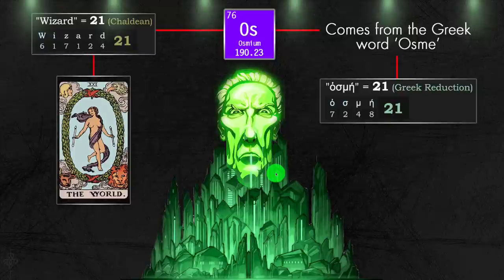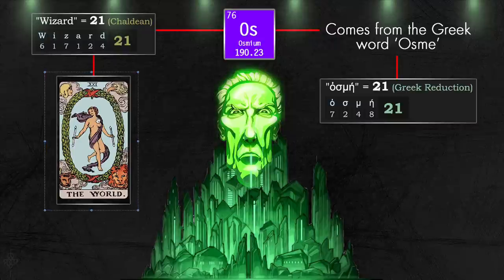But here it is. Who is the wizard? Well, wizard is 21, and it's tied to this card right here in the tarot called the world card, which is the last card in the major arcana. Think about what I'm showing you here. The Wizard of Oz, the four fixed signs, the ox, lion, eagle, man. This is all astrology, astro theology. There is no separation between the Bible and astrology.